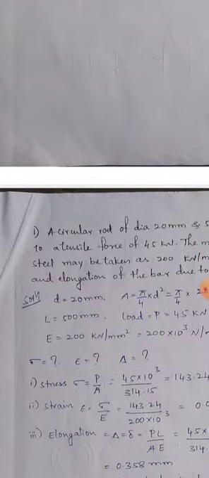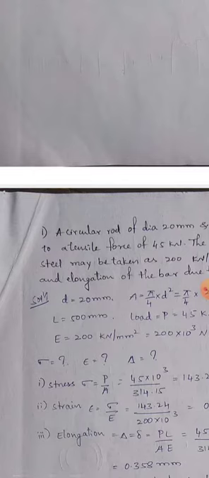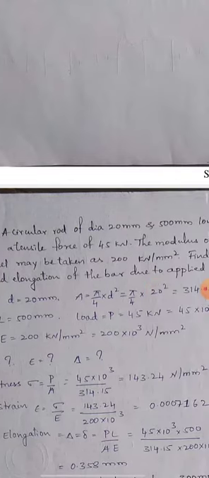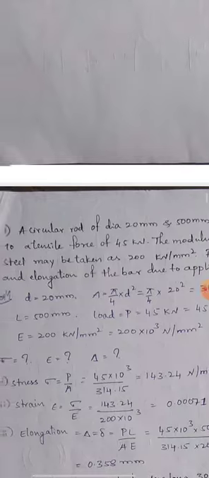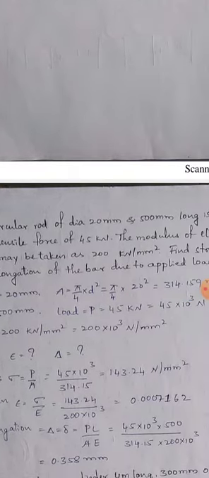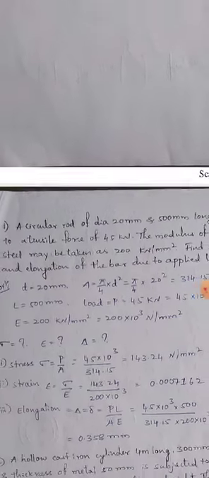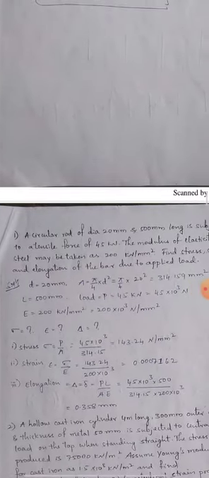First, stress, direct formula. Stress is equal to load by area. Load 45 into 10 raised to 3, area this one. Therefore the stress is equal to 143.24 Newton per mm square. Which type of stress is it? Tensile stress. Therefore it is positive. Strain, epsilon equals stress by E, that is 0.00713. It is unitless. And elongation, that is PL by AE, 45 into 10 raised to 3 into length divided by area and E, that is 0.3583 mm. Is it clear? Okay, it is very simple.